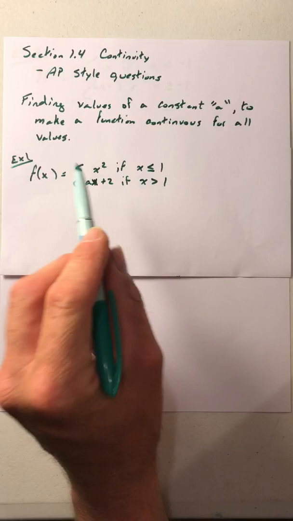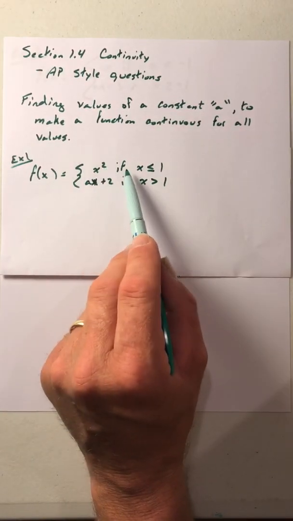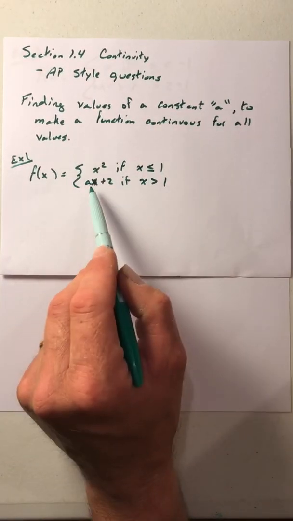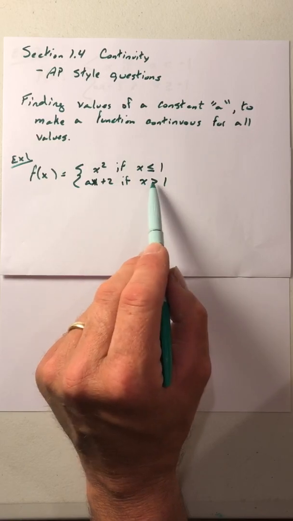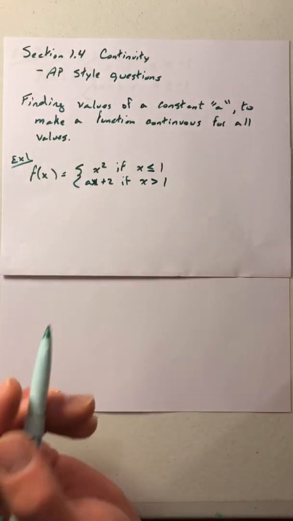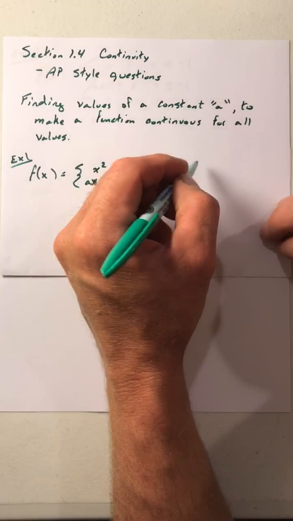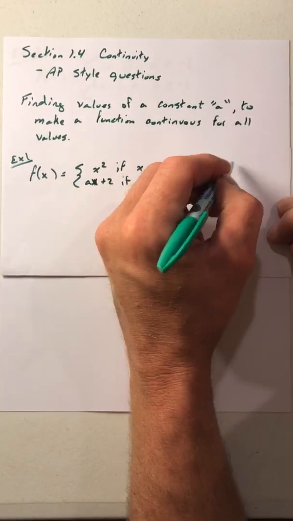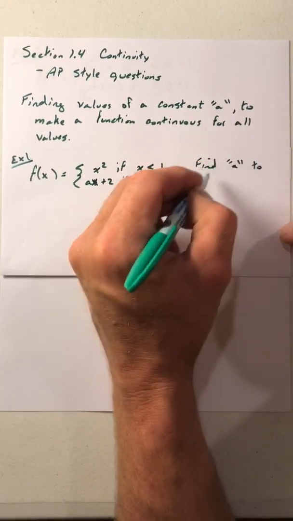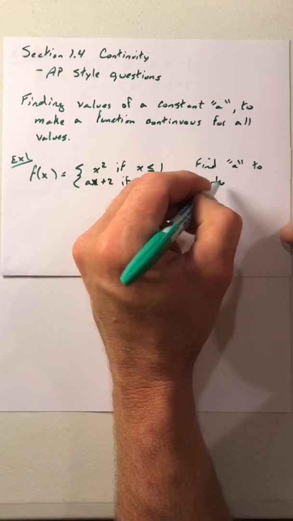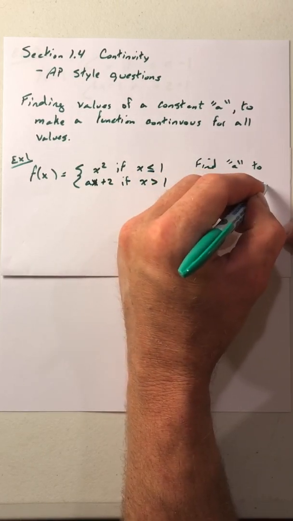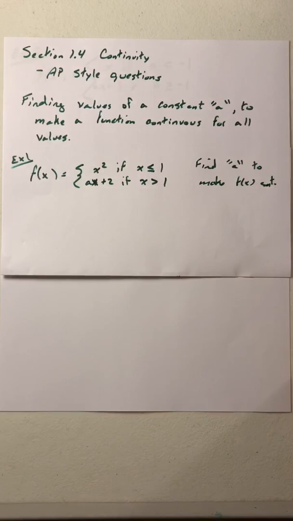Well, in example 1 here, we're given a function, x squared, if x is less than or equal to 1, and ax plus b if x is greater than 1. And what the directions are going to tell us to do is to find an a value, so find a, to make f of x continuous for all values of x.